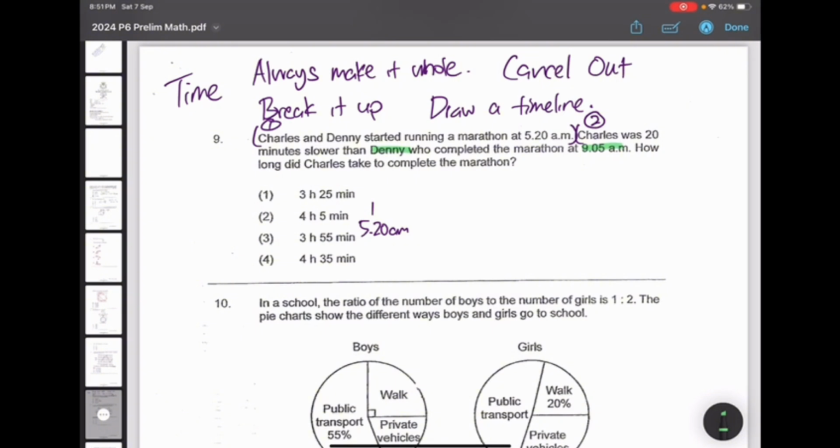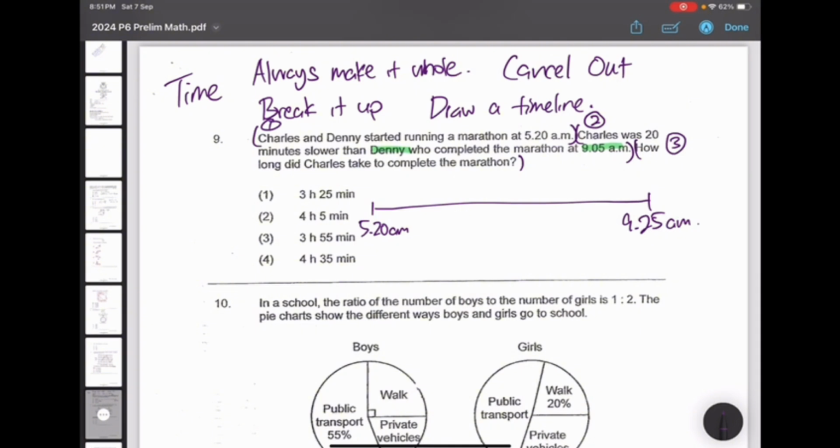When you are slower at doing something, do you finish it earlier or later? The answer is later, right? Instead of 9:05, Charles actually finished his marathon 20 minutes after 9:05 a.m. So that would be 9:25 a.m. Now let's look at the question. How long did Charles take to complete the marathon? So we have our timeline over here.